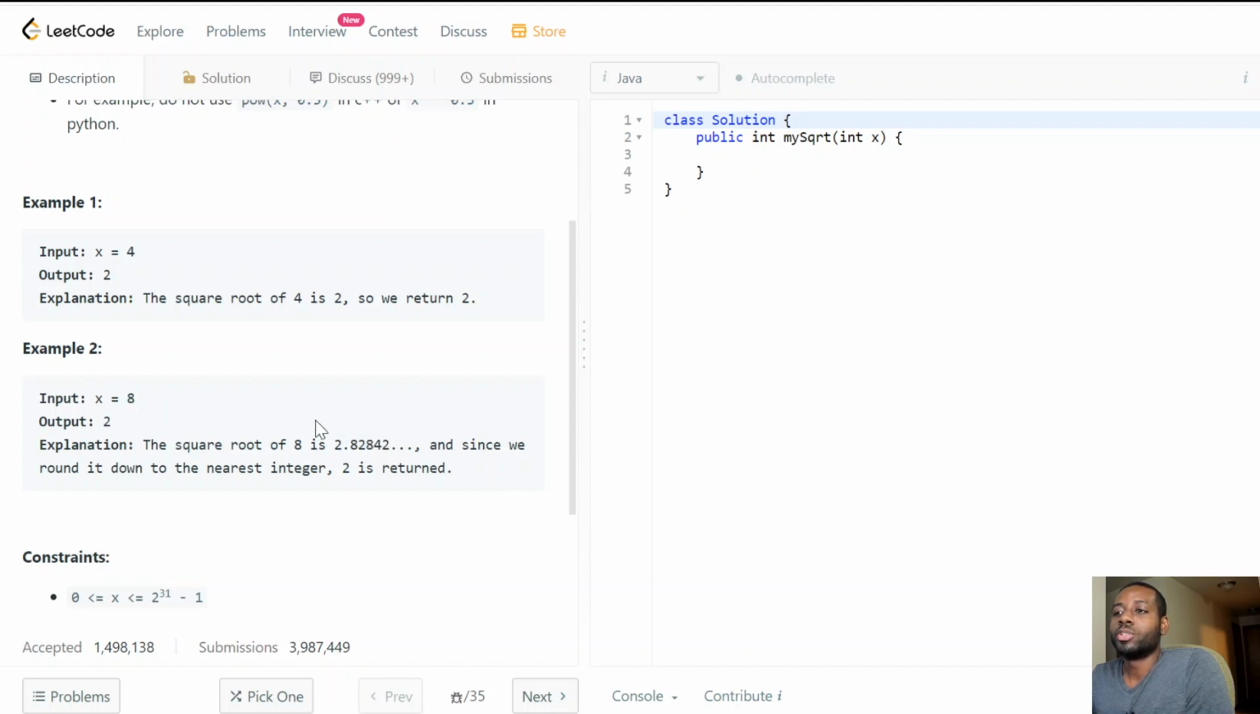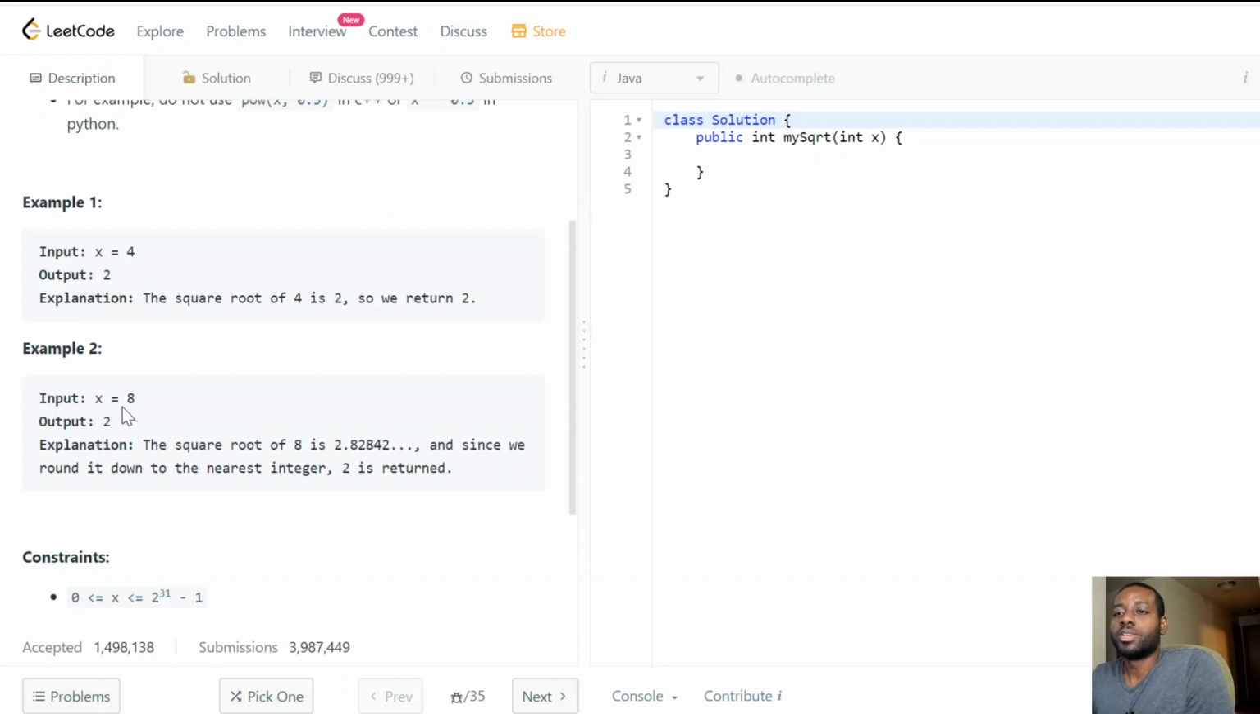Maybe what we could do is check all the numbers, and as soon as we get a number that goes beyond 8, once we square it, we take the previous number that we saw that was less than or equal to 8. We save that number, and then we return that number.